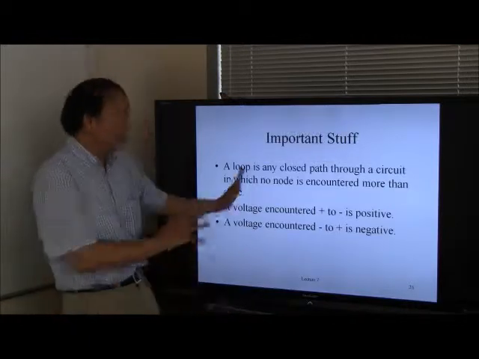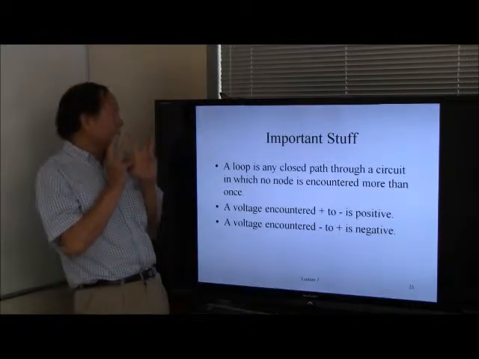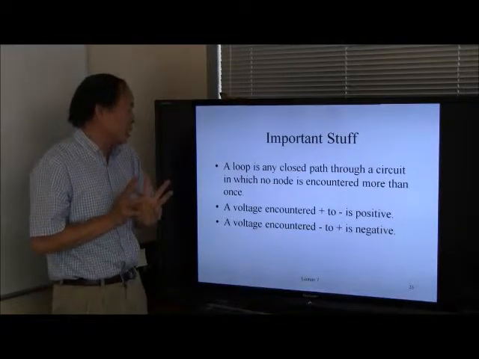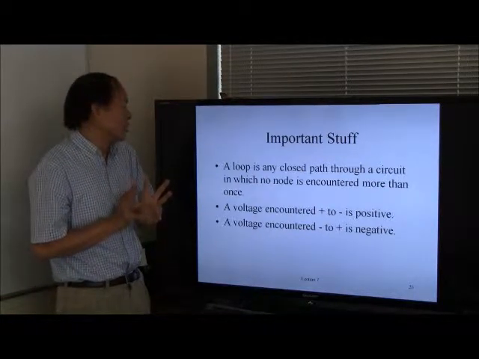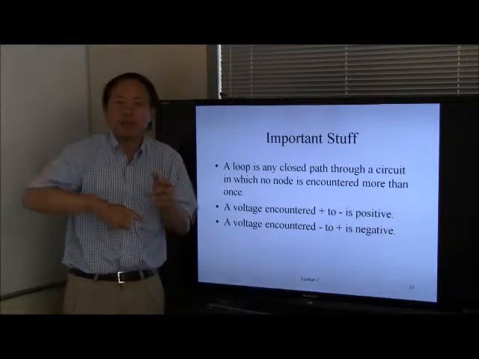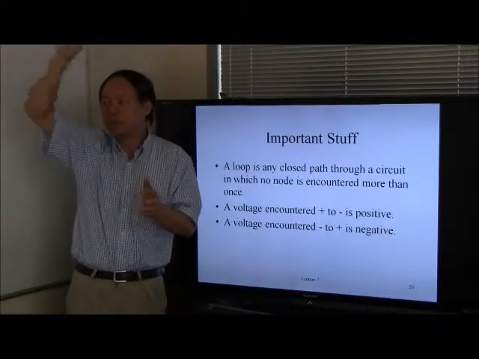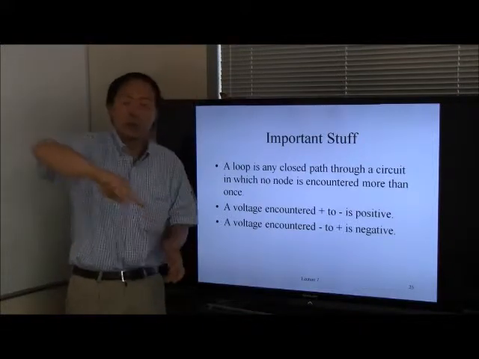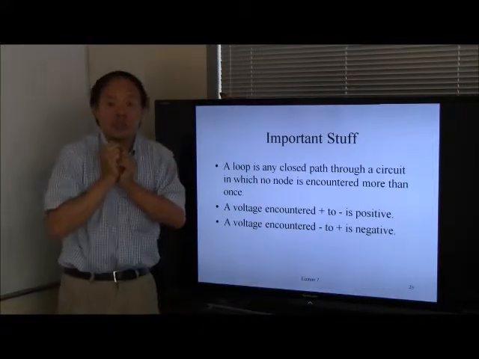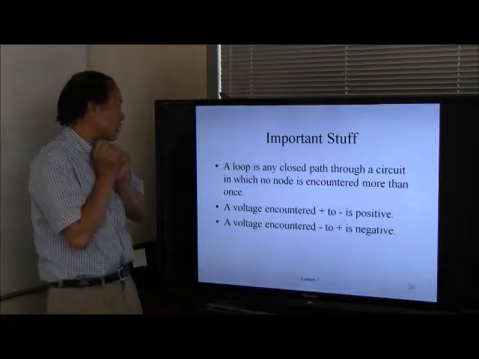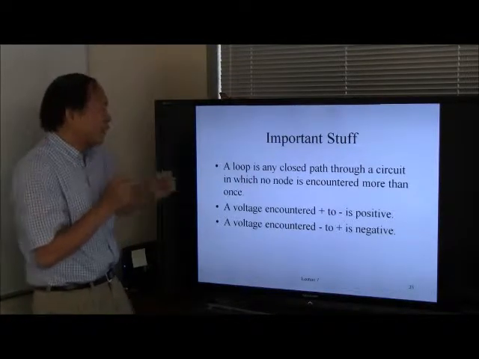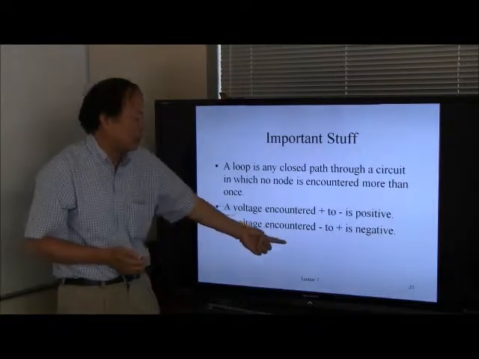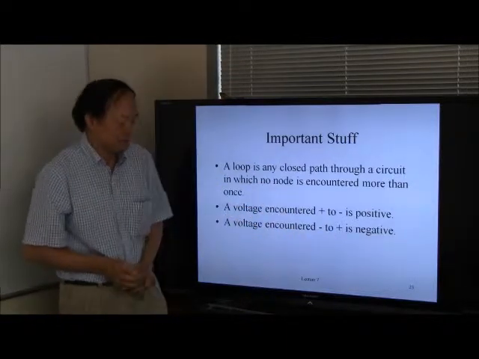So let's look at what you have here. This is important. A loop is any closed path through a circuit in which no node is encountered more than once. That's the definition of a loop, because you can go from A to B to C, back to A, and then if you go to E and back to A, that would be visiting node A twice. That's not considered a loop. Now, a voltage encountered from positive to negative is positive, and a voltage encountered from negative to positive is negative.